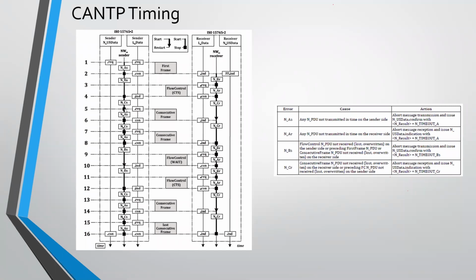After it has sent the consecutive frame, it will again wait for the NAS time till it gets the acknowledgement for the consecutive frame it has sent. This will follow for the whole process for the next set of instructions. So this is clear for everyone? The CAN TP timing.